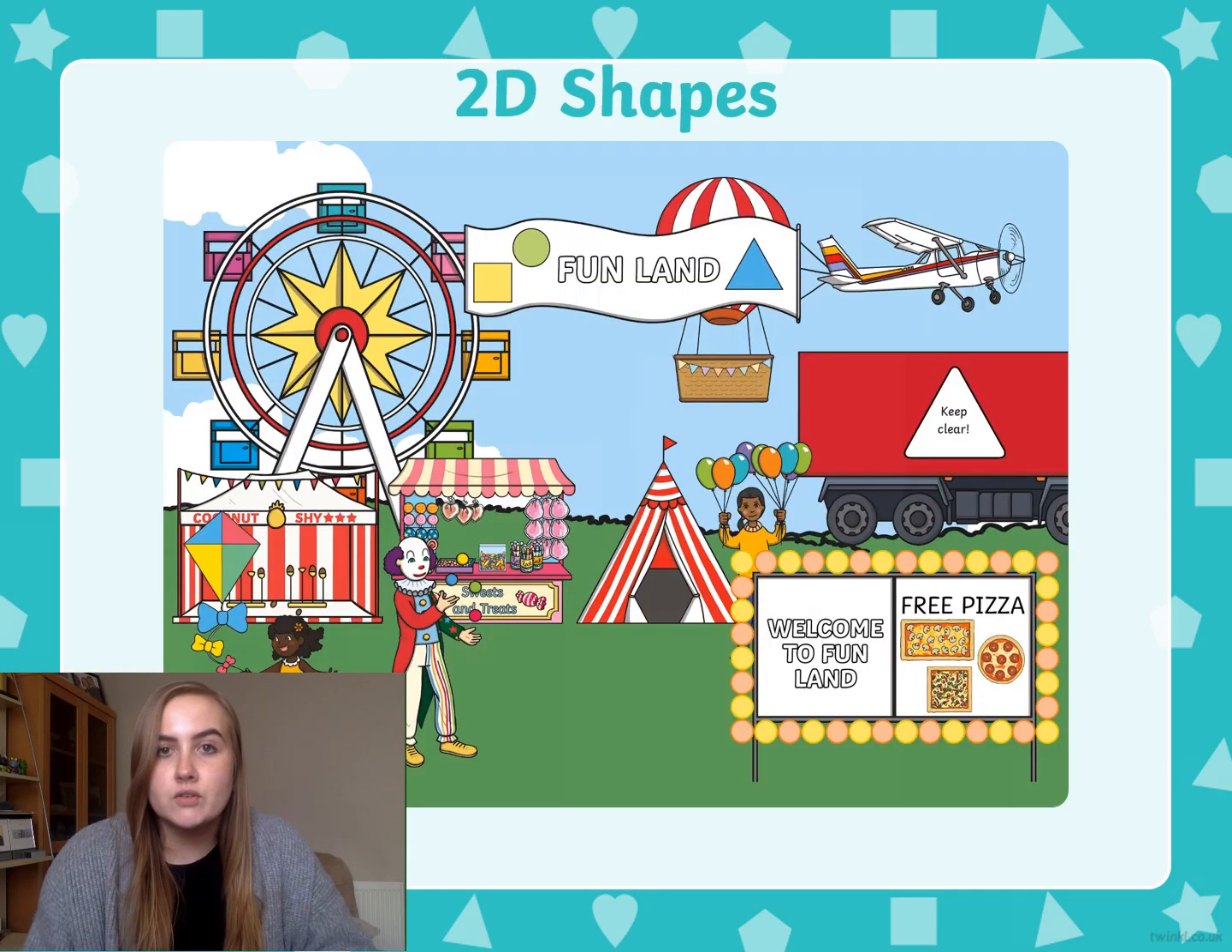After you've sung the 2D shape song, here's a picture for you to look at. In the picture, there are lots of hidden shapes for you to look at. See if you can find all of the different types of 2D shapes. Make sure you count how many you've seen and then write the total down.